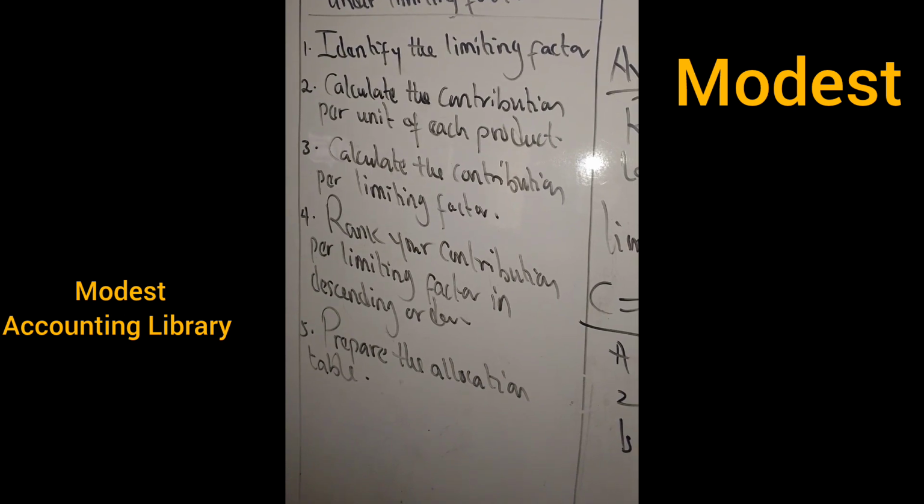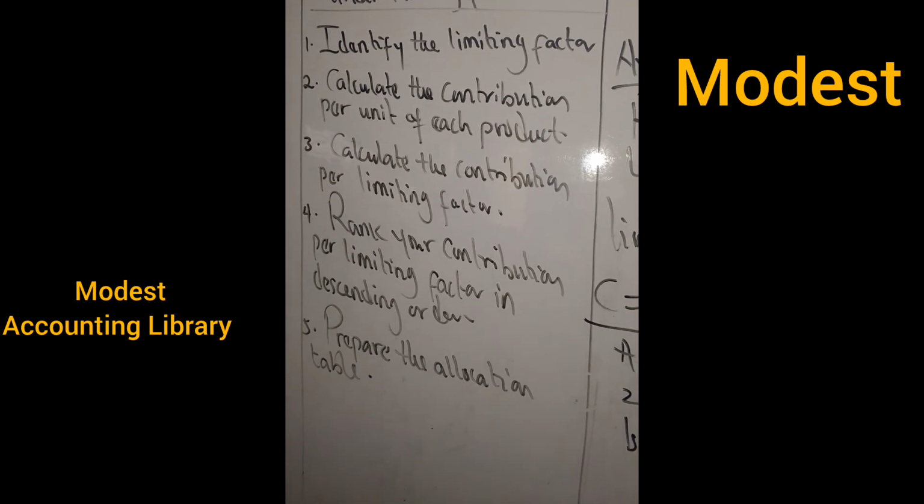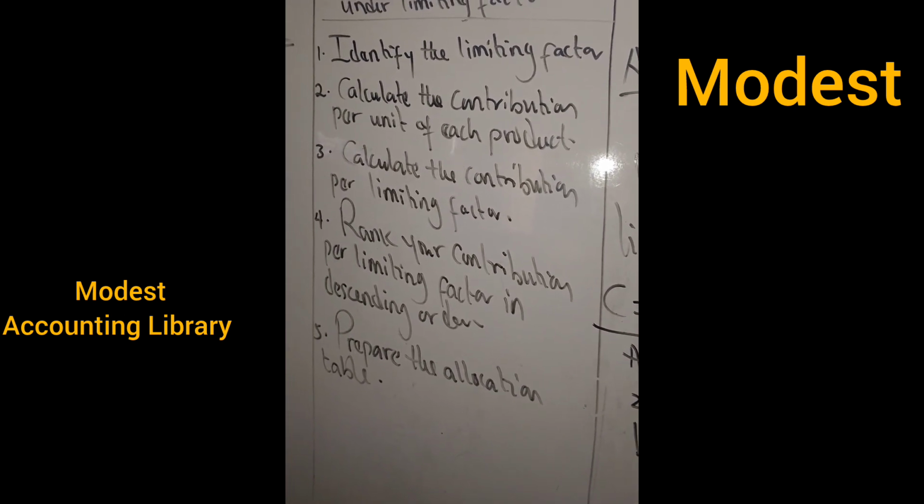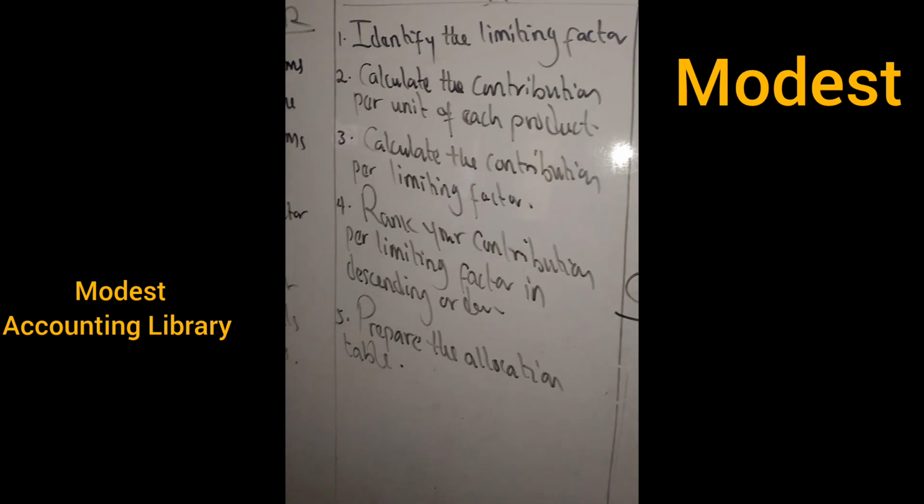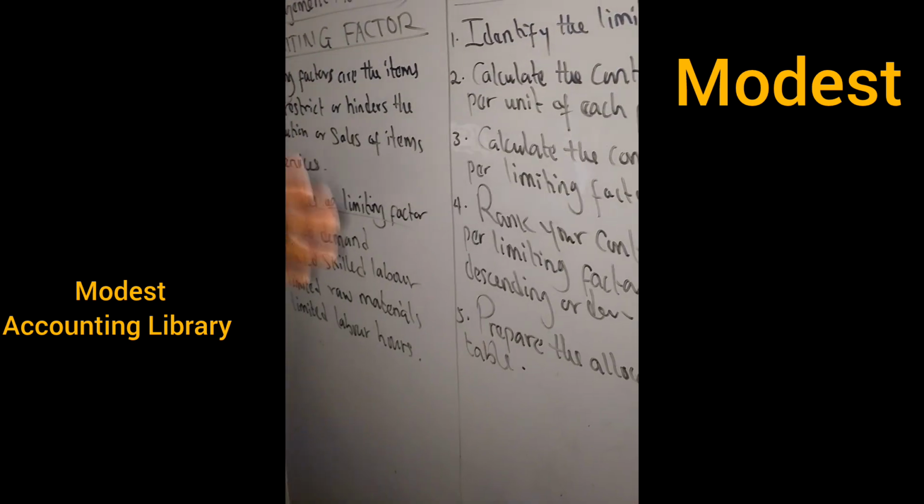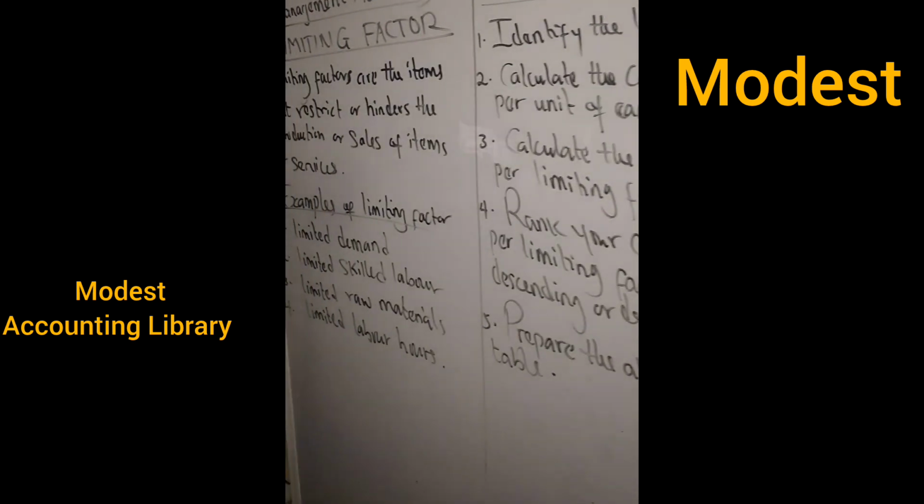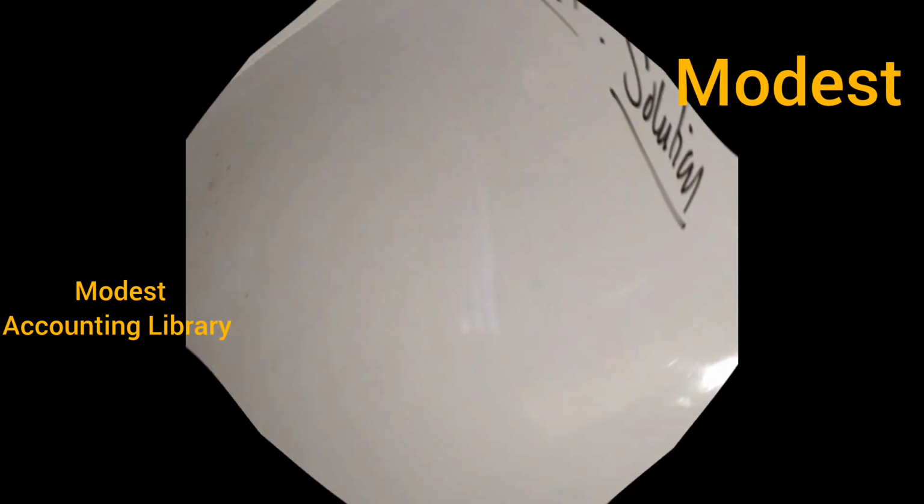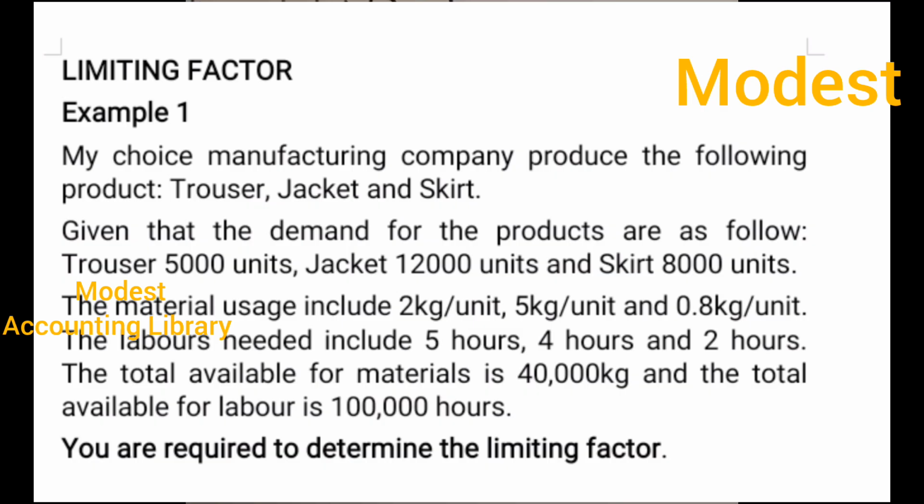So we are going to take a few examples. We are going to solve example 1, example 2, and example 3. And after these 3 examples, we would be home and dry with limiting factor. So we are going to be taking example 1. Illustration 1 is this.